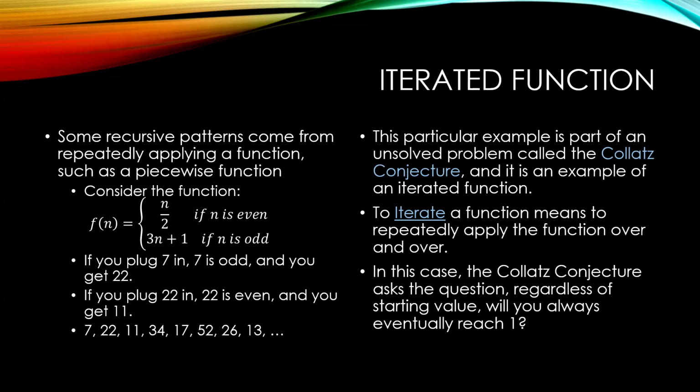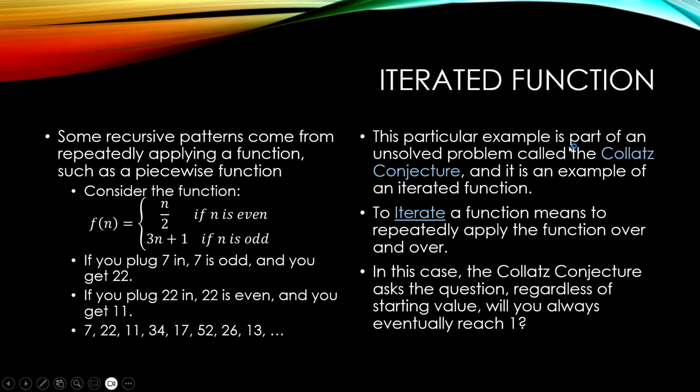11 is odd, so we're multiplying by 3 and adding 1, which gives 34. 34 is even, so we're dividing it by 2, which gives 17. 17 is odd, so we're going to be multiplying by 3 and adding 1 to give 52. Which is even, so we get 26, which is even, so we get 13. This pattern is going to go on for a while. And so the question becomes, what is the long-term behavior of this?